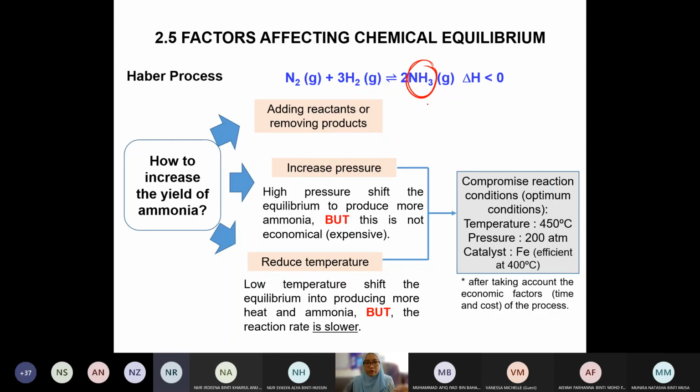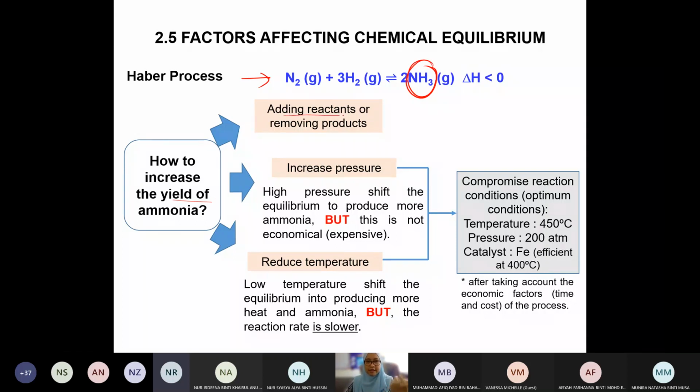So how do we produce more ammonia? We have to play around with the principle, because we know that this is a reversible reaction and it has an equilibrium state. How can we manipulate this reaction, how can we manipulate the factors, in order to produce more ammonia? Alright, so there are 3 ways we can increase the yield of ammonia.